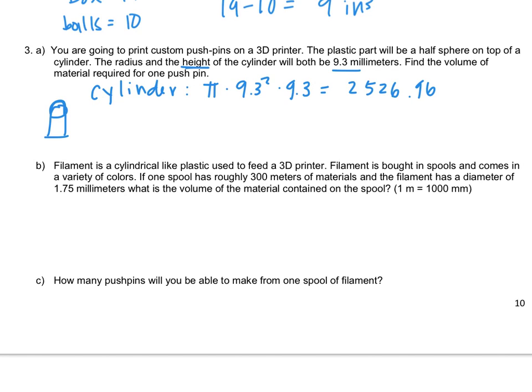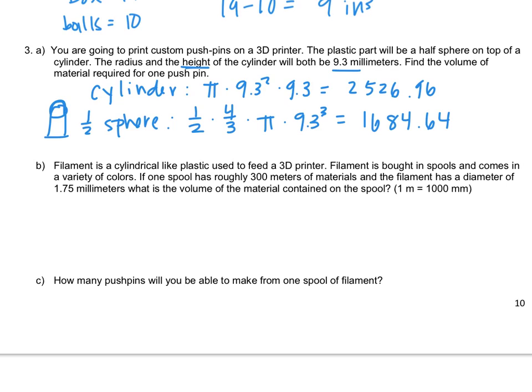The half sphere, I'm going to have to do 1/2 of the sphere formula. So 1/2 times 4/3 times pi r cubed. So the radius is that 9.3. So you can multiply these in your calculator. 1 divided by 2 times 4 divided by 3. You could also do 1/2 as a decimal, 0.5. Either way, if you type it in correctly, we should get 1684.64.